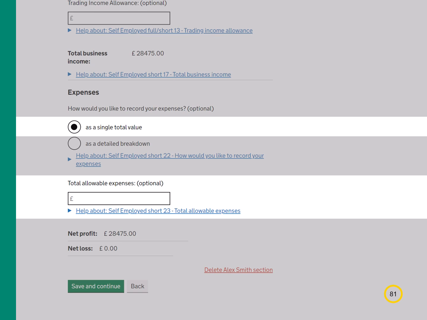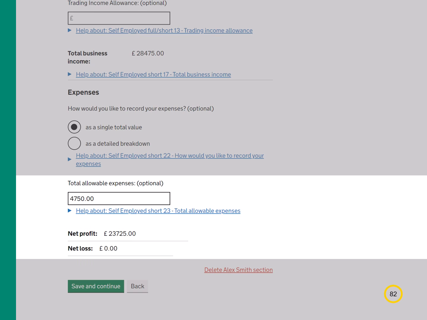Just as you would if you've given a detailed breakdown, you need to keep accurate records of all your expenses and evidence to support these in case we ask to see them. Don't send these to us unless we ask for them though. When you enter your total allowable expenses, the net profit or loss is worked out for you.